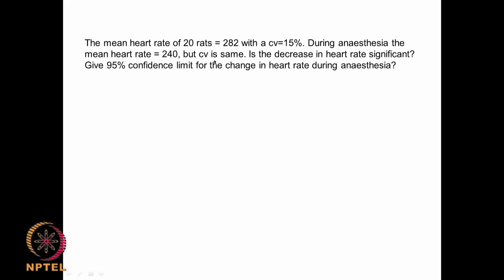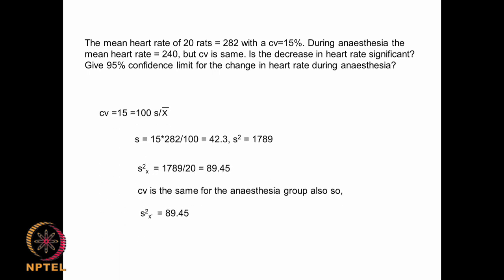That means the change, that is 240 minus 282 or 282 minus 240. What is the confidence interval? Although we say 282 minus 240, the change is 42, there is always going to be a region of confidence, because any mean will always have a standard deviation. Let us go about solving one at a time.